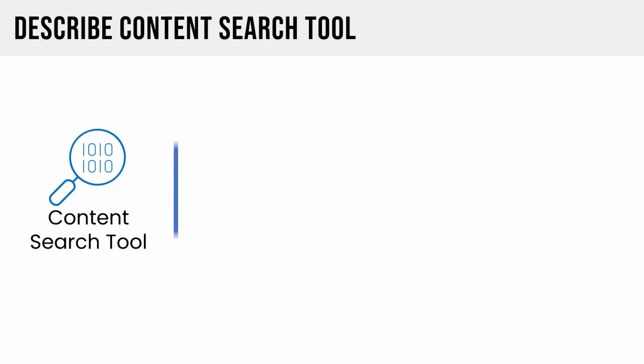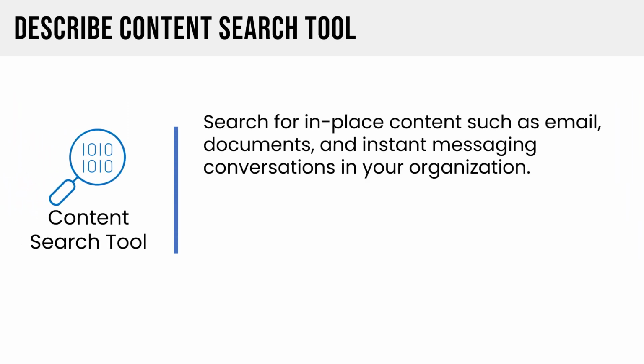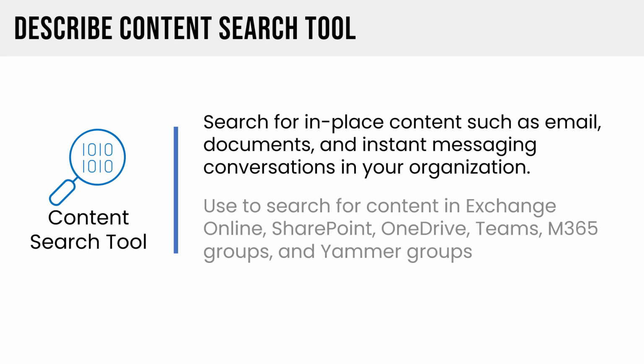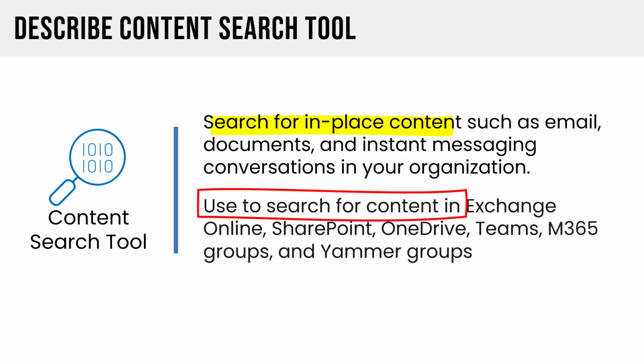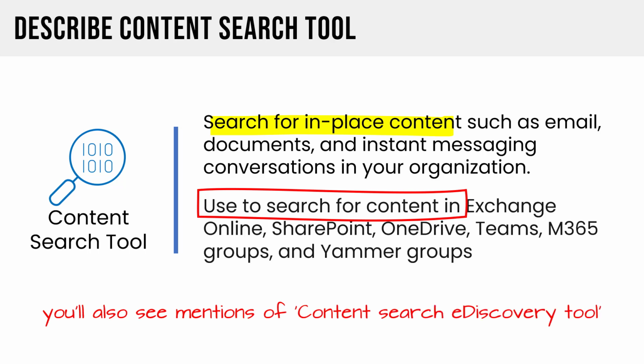So the content search tool allows us to search for in-place content like email, documents, instant messaging conversations within the org. We can use it to search content in Exchange and SharePoint and OneDrive, Teams, Microsoft 365 groups, and Yammer groups. So it's about searching for in-place content, and really across a lot of Microsoft 365 services, as you see. And you'll also see mentions of content search eDiscovery tool.